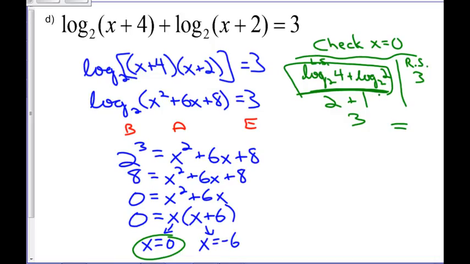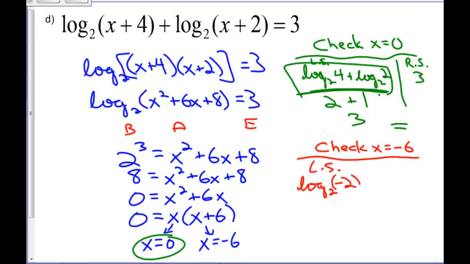All right, let's try the other one. If we check x equals -6, the left side will look like this. Log base 2 of -2. Boo, you can't do that. So that's an extraneous root. And you need to be really, really clear on your tests what you're including in your solution and what you are not. Okay, so I'm really clearly Xing out one and circling the other.